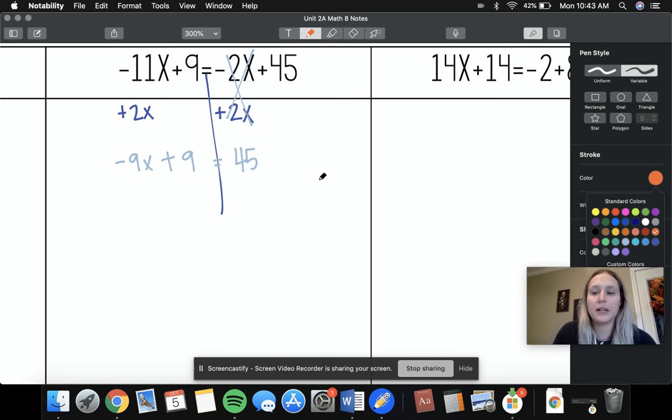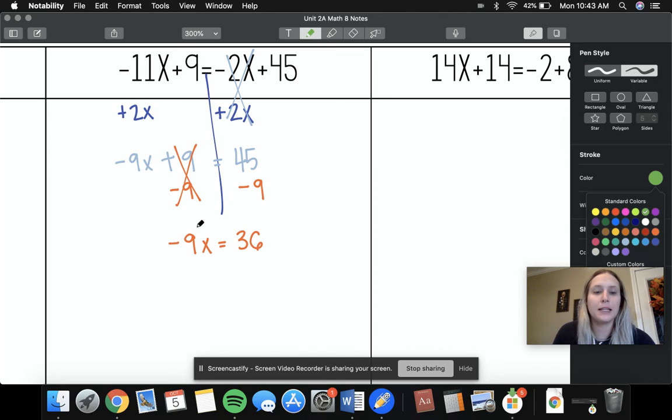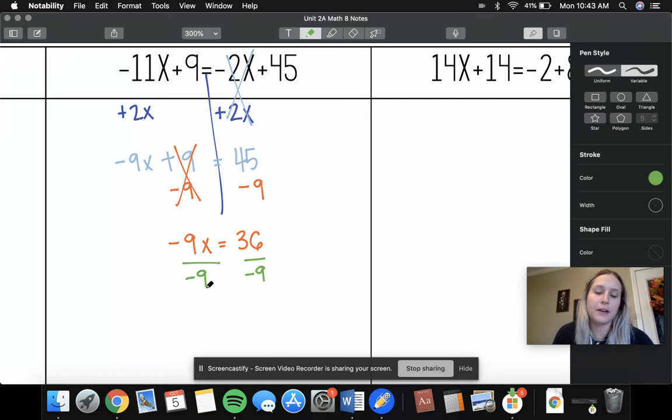All right. From there, this is just a two-step equation. I'm going to move this 9 with a negative or subtraction, because a negative and a positive 9 would make a 0. And then 45 minus 9 would be 36. And then finally, we need to get rid of this negative 9. So we are going to divide by what we see, because a negative divided by a negative would be a positive. So we would get 1x. And then 36 divided by negative 9 would be negative 4.